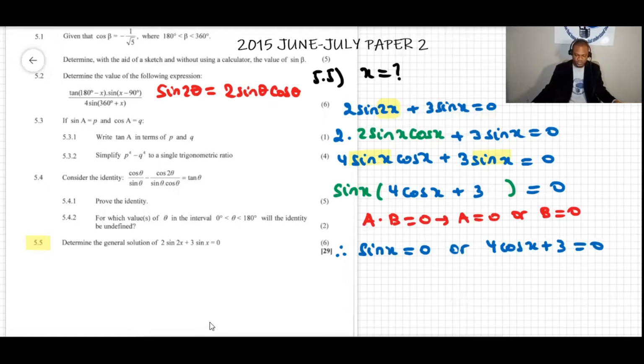Now, we need to find a general solution. For the first one, sin x equal to 0, this means that x equal to what? X equal to, in the first quadrant, 0 when the angle is 0 degrees and the revolution will be every 360 degrees. And it is also equal to 0 if it's 180 degrees and the revolution is every 360 degrees.